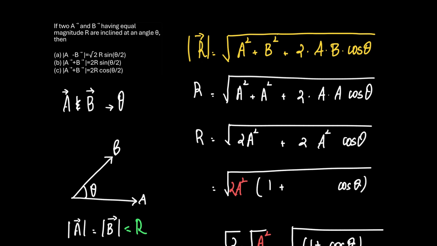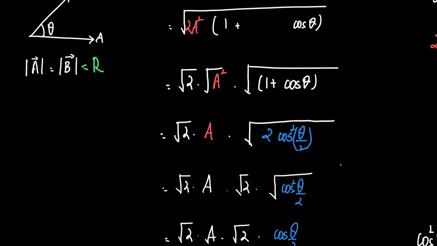So the magnitude of R is equal to the root of A square plus B square plus 2AB cos theta. A and B have equal magnitude, so B can be replaced with A. So A square plus A square is 2A square, and 2AA cos theta, A times A is A square, so it is 2A square cos theta. Now 2A square is common in these two terms, so I can take it out. So 2A square into 1 plus cos theta. Root of 2A square is root 2 into root A square into 1 plus cos theta. Root of A square is A, so this becomes root 2 A into root of 1 plus cos theta.